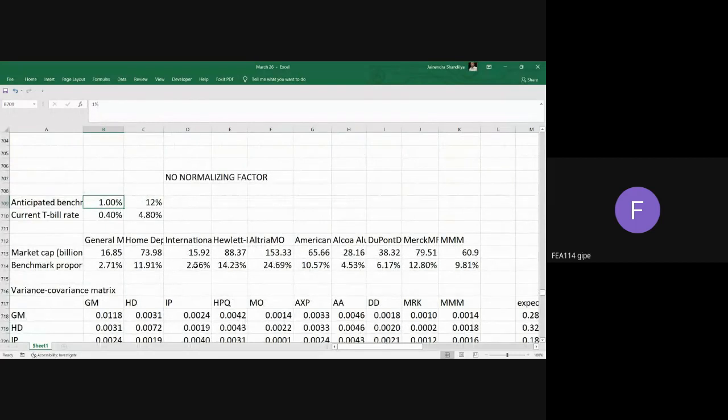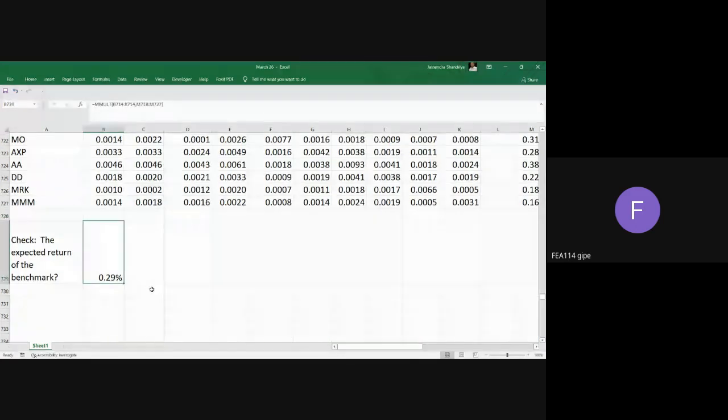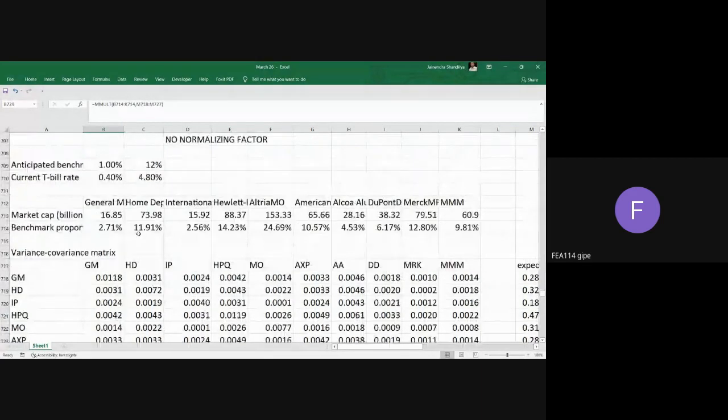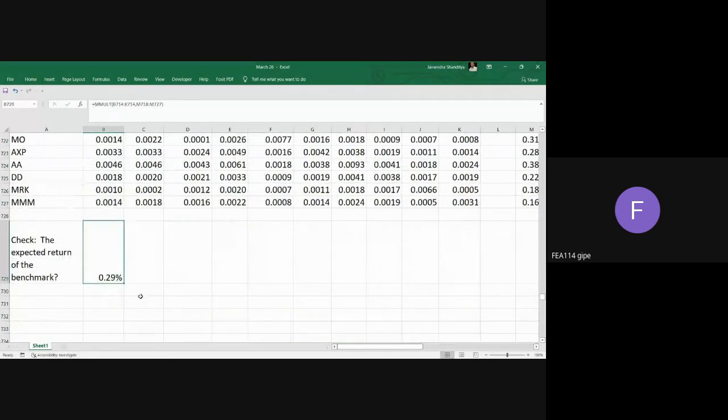Now, if you see here in the Black-Litterman, the portfolio manager started with one assumption that the yearly return of the S&P 500 is going to be 12%. So 12 divided by 12 is 1%. And the treasury rate is 4.8%, which is divided by 12, so it gives you 0.4%. So ideally my expected return should have been the benchmark return, because I'm using the proportion of the benchmark, but what I'm getting is 0.29. What I'm not doing is multiplying the benchmark proportion by a factor called the normalizing factor.